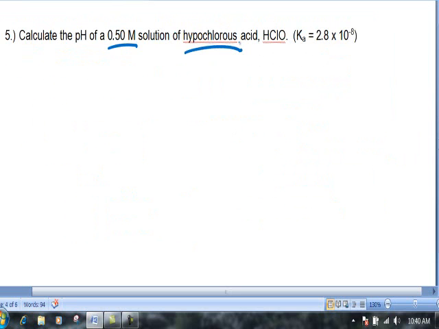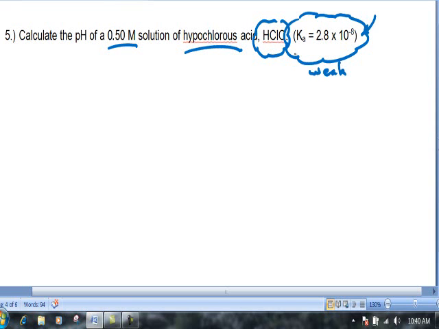The next problem, we're given the concentration of a weak acid solution and asked to find what the pH of this solution is. We know this is a weak acid because HClO, hypochlorous acid, is not on our list of strong acids, and also we're given a Ka value. Ka values are only associated with weak acids because weak acids are equilibrium systems. Strong acids, on the other hand, are non-equilibrium systems. Only equilibrium systems would have an equilibrium constant associated with them.